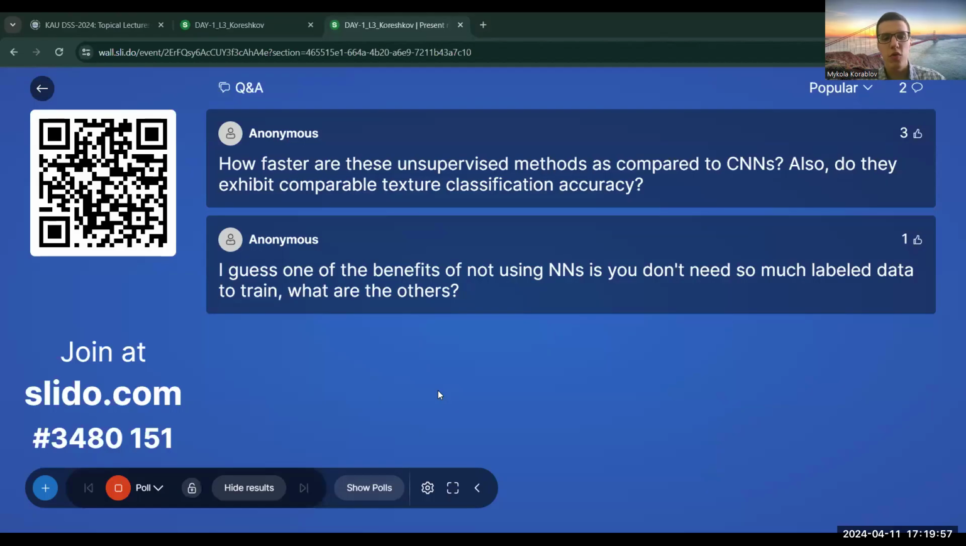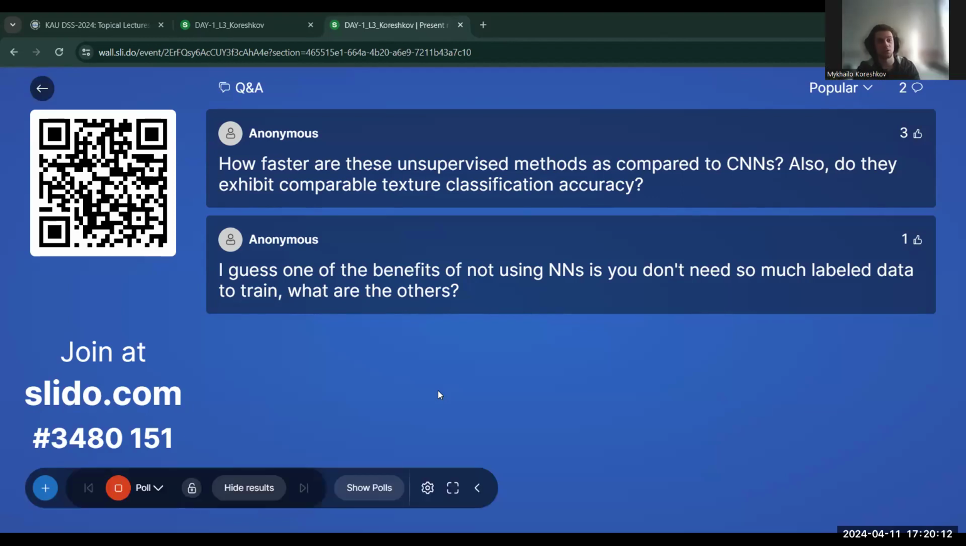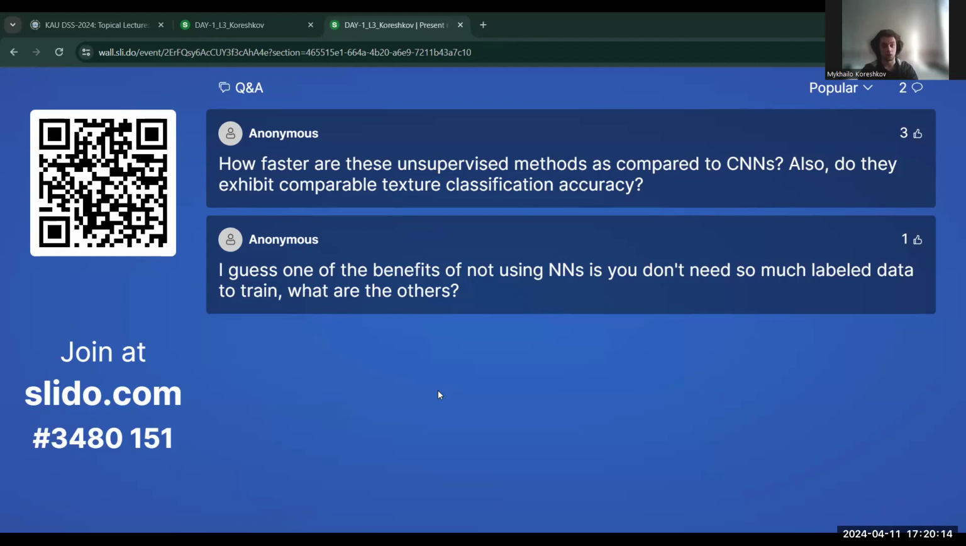So the first question is, how much faster are these unsupervised methods as compared to convolutional neural networks? Also, do they exhibit comparable texture classification accuracy? Well, regarding the texture classification accuracy, I guess they are.